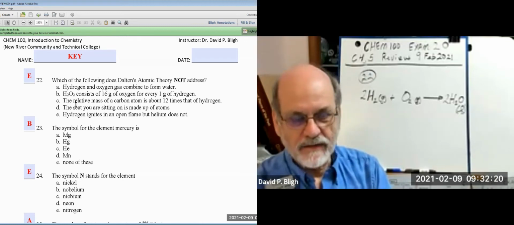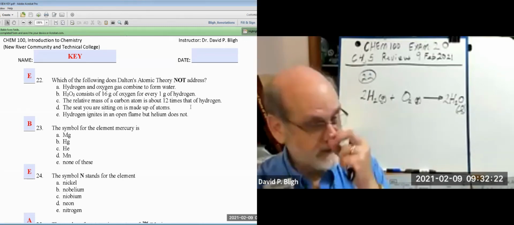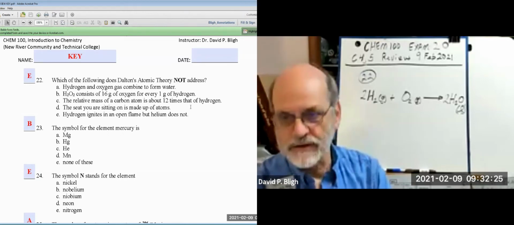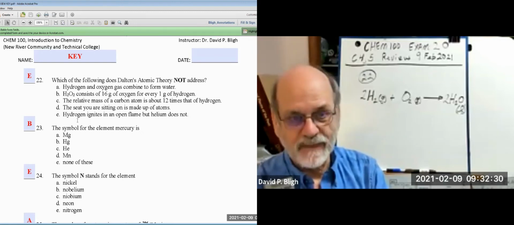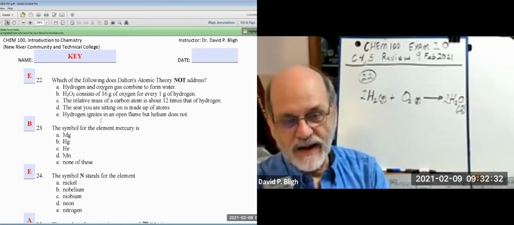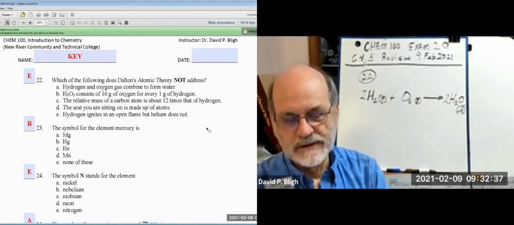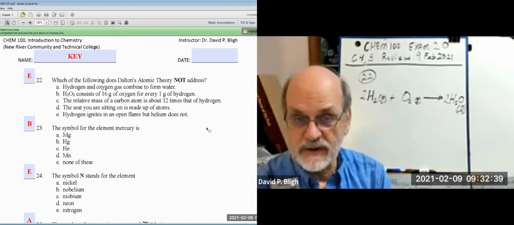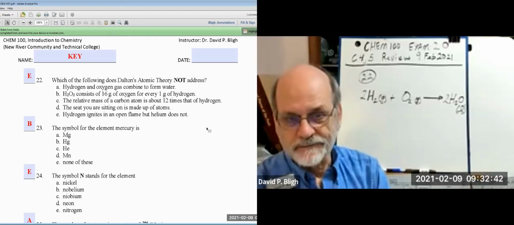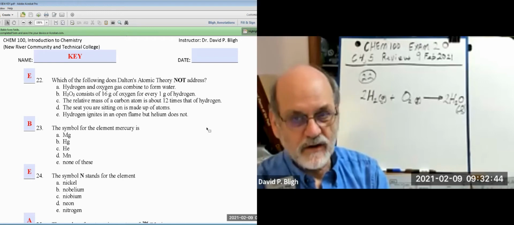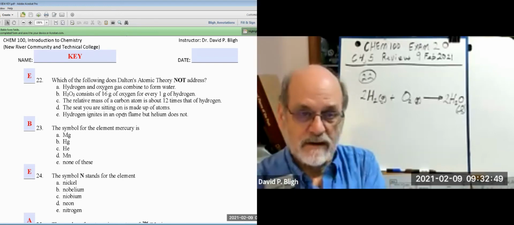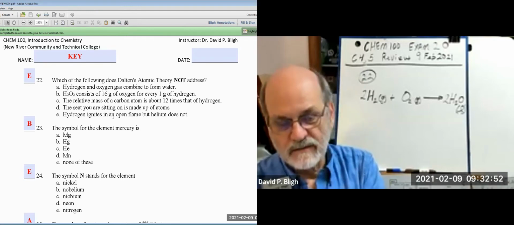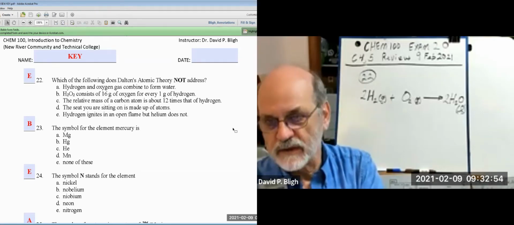This one's pretty simple. The seat you're sitting on is made of atoms. Yeah, all matter is composed of atoms. That was like his foundational statement. What about hydrogen ignites in an open flame, but helium does not? Well, that may have been true and they understood it, but it wasn't part of his theory. Right? He didn't try to explain that in his theory. So really the only one that doesn't fit is this part about hydrogen ignites, but helium does not.